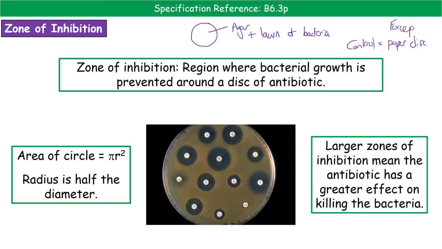When we remove it, we end up with something like this. So this is showing us the effect of different antibiotics on our bacteria. And what we're really looking at is the thing called the zone of inhibition. So the region where bacterial growth has been prevented around that antibiotic disc. The larger the zone of inhibition, the greater the effect on killing the bacteria, because the clear zone means the bacteria have been killed.